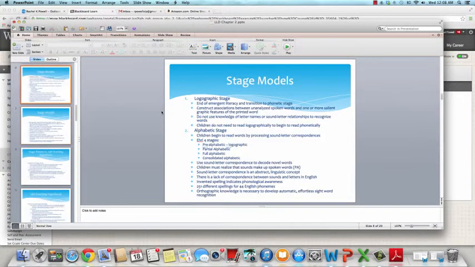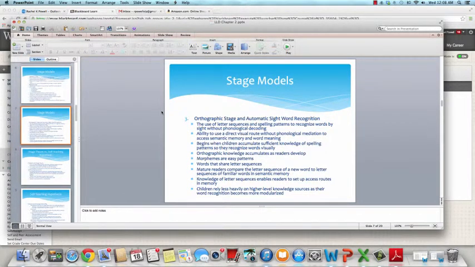So we move from the alphabetic stage into the orthographic stage in automatic sight word recognition. That's when you move from going sound by sound to the use of letter sequences and spelling patterns to recognize words by sight without phonological decoding, without sound by sound. So you use a direct visual route without phonological mediation to access semantic memory and word meaning.